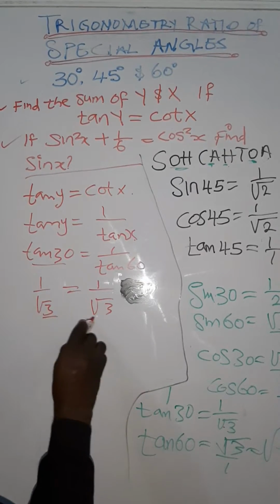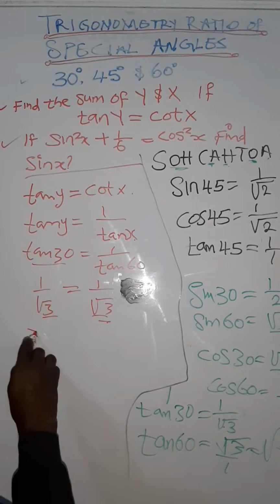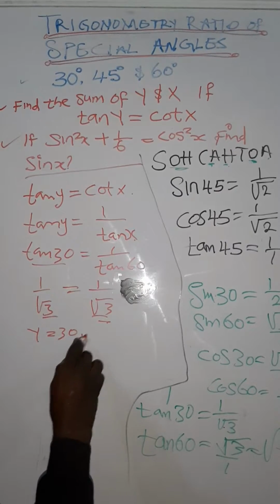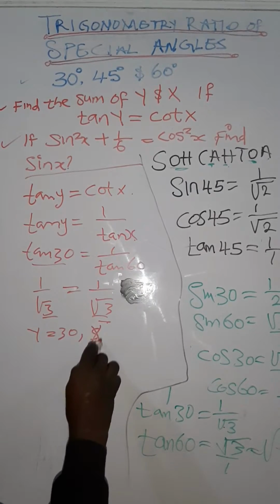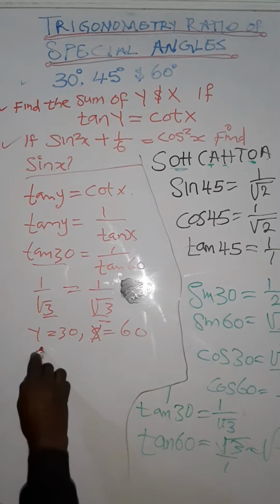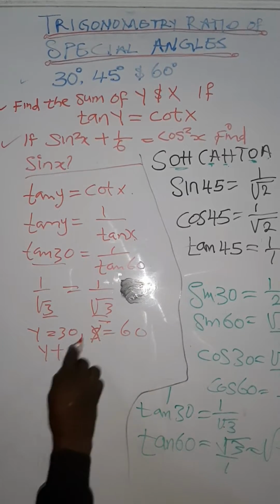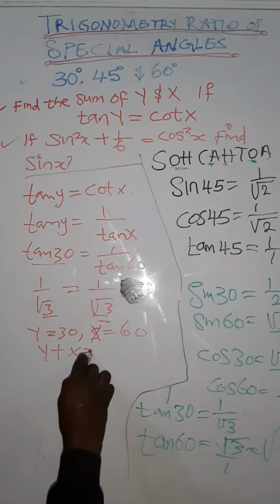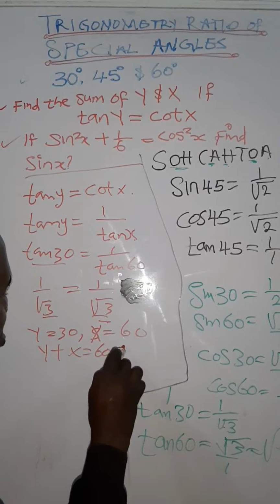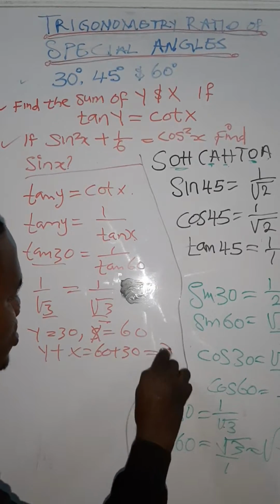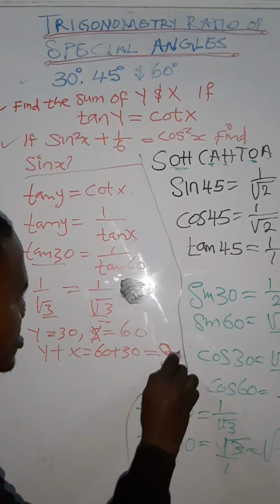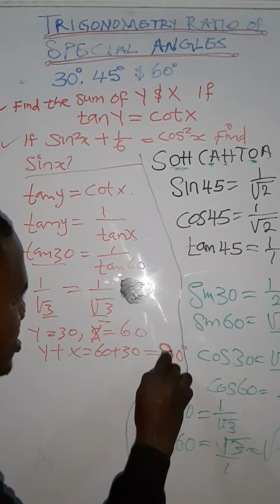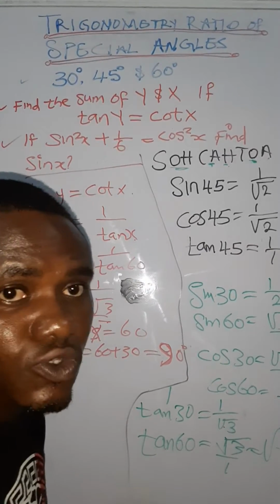Now see that this one equals this. It means that my y equals 30 and x equals 60. So the sum of x and y will give me 60 plus 30. So the answer is what? It is 90 degrees. So that is how you deal with it.